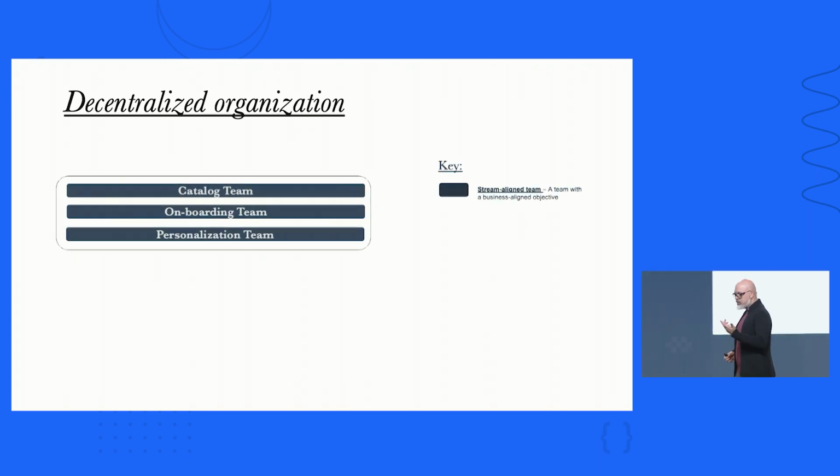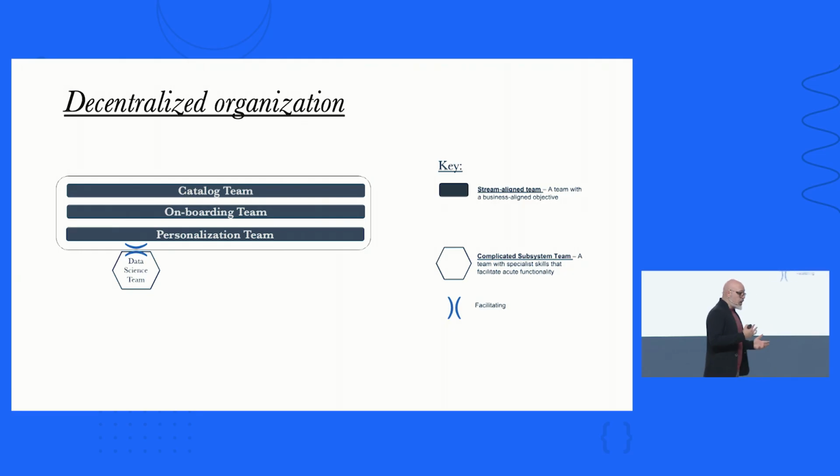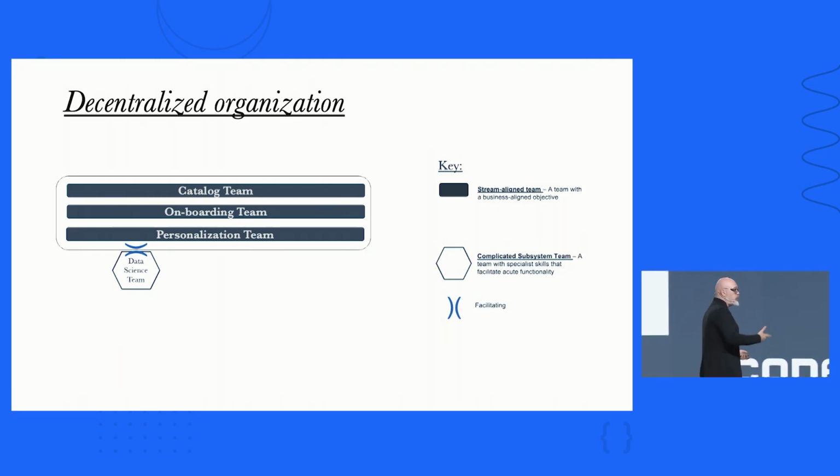If you have a decentralized organization, it's slightly more complicated, but Team Topologies helps. And the guy that created Team Topologies will be here tomorrow. So you can have some value stream teams that are people focusing on generating value for the user or for your customers. You can have complicated subsystem teams that are enabling others to fulfill other requirements without thinking too much about that, like the data team.